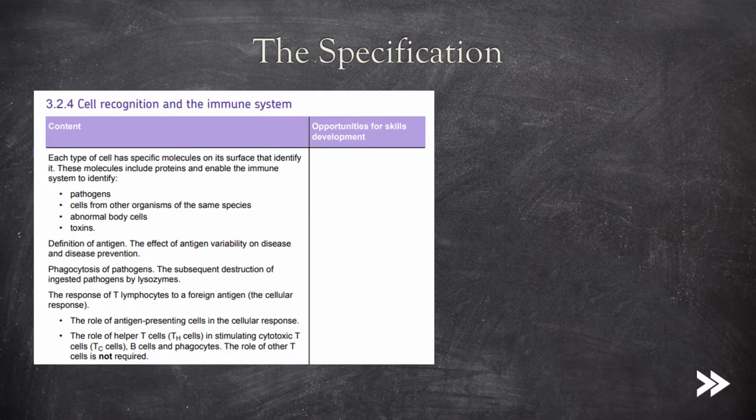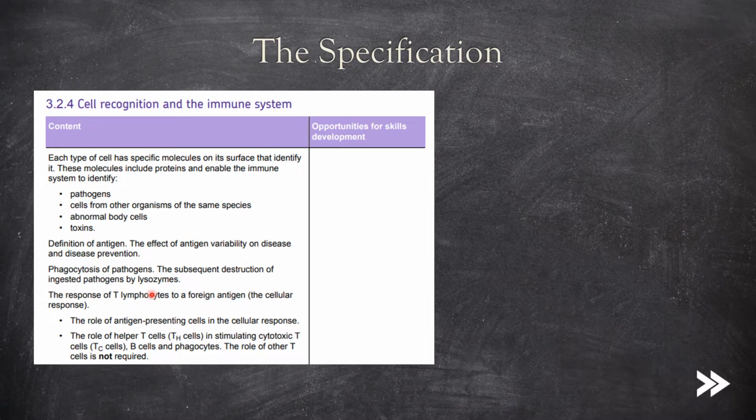So as always, here we have the specification. We'll be starting with an introduction to immunity and what actually leads to the immune system being triggered. This leads us nicely on to antigens, for which we'll need to learn the definition. I'll cover the bit on antigen variability when we talk about vaccines later on.